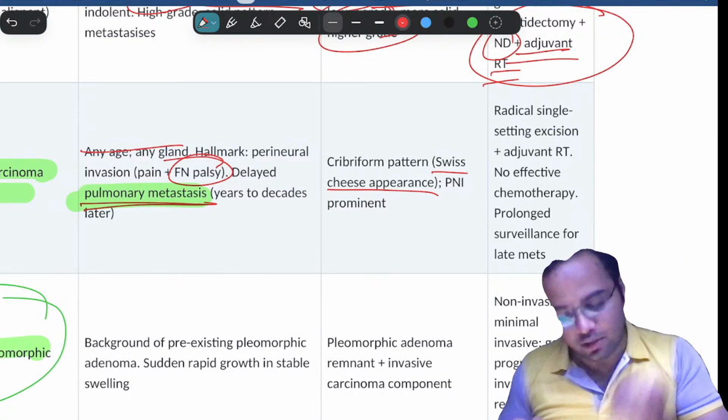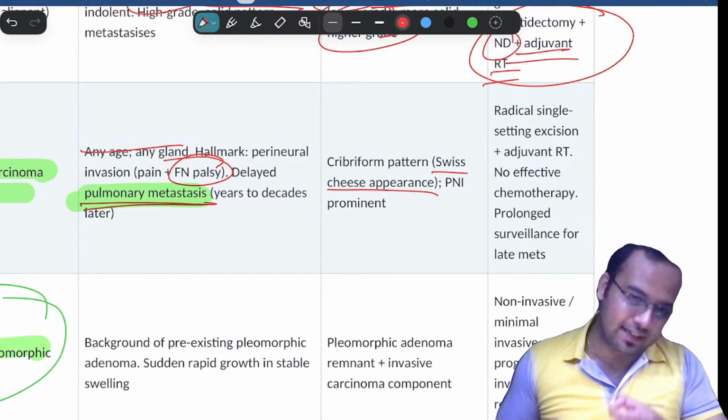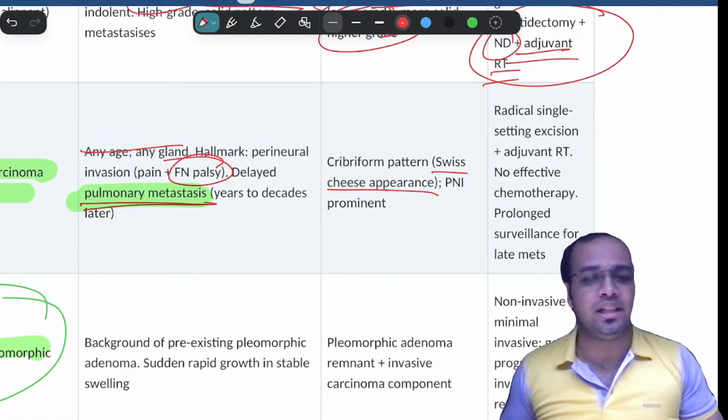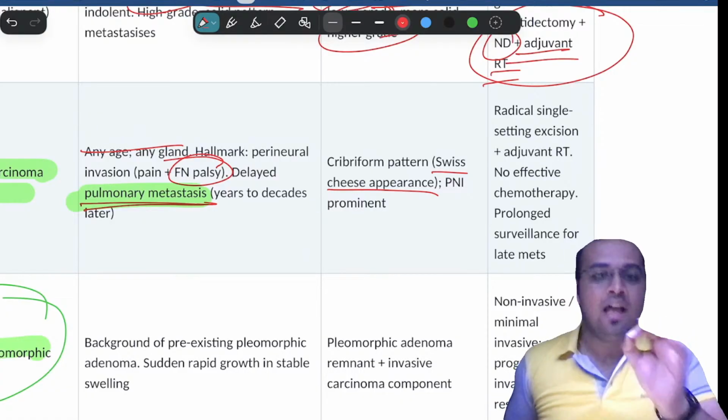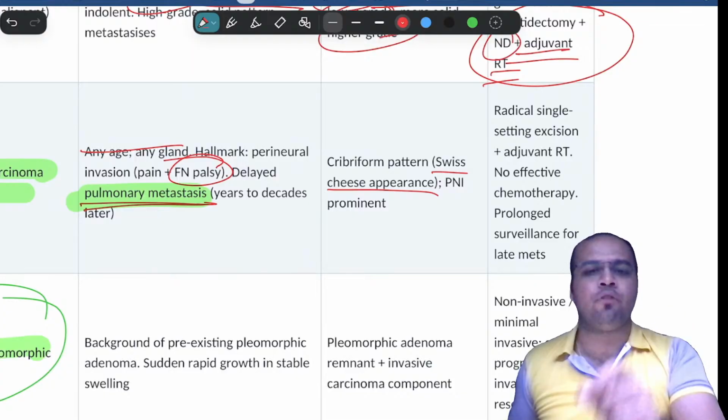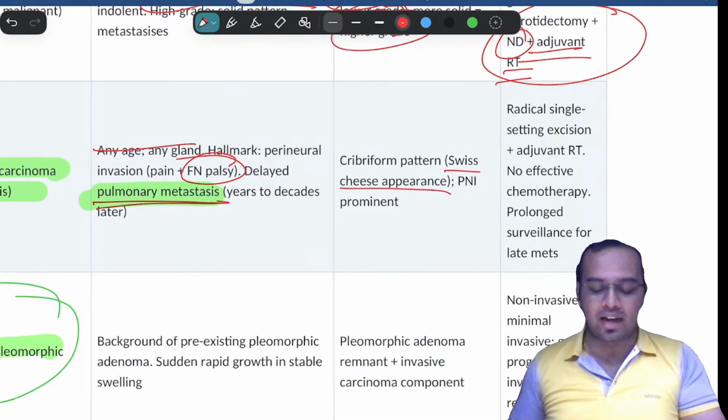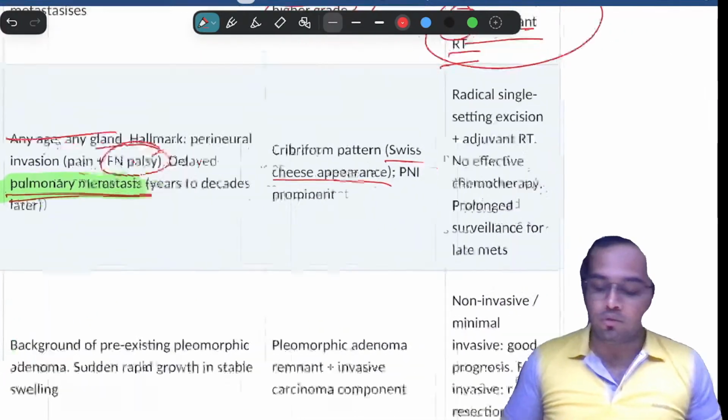Sir, why did you write this? The reason I write this is that these pointers are for MCQs. So cribriform Swiss cheese pattern is seen in histopathological diagnosis. So that means it clicked for me: if there is a cribriform pattern, which tumor has the worst prognosis? It is adenoid cystic carcinoma.